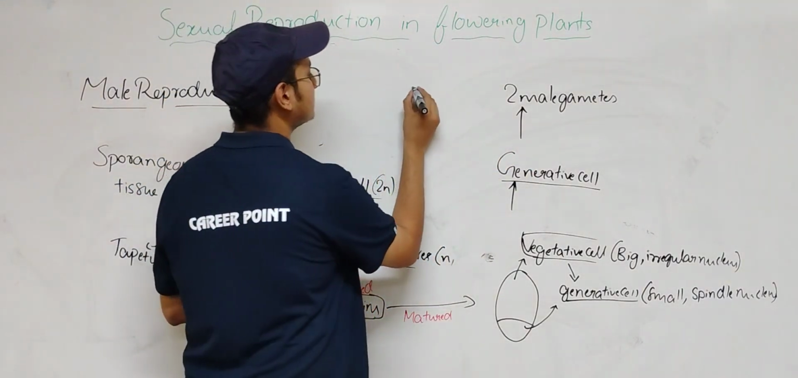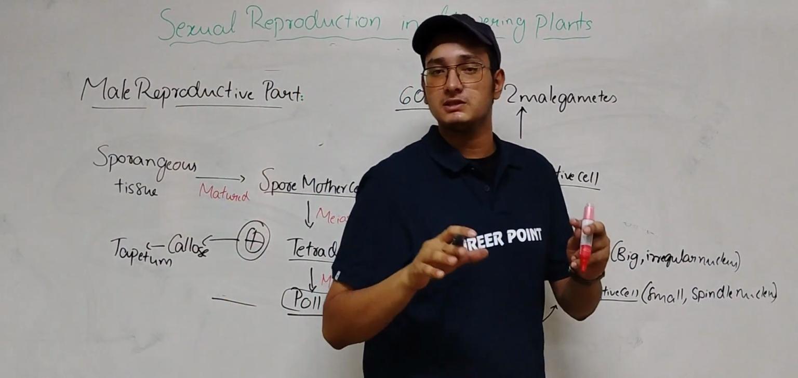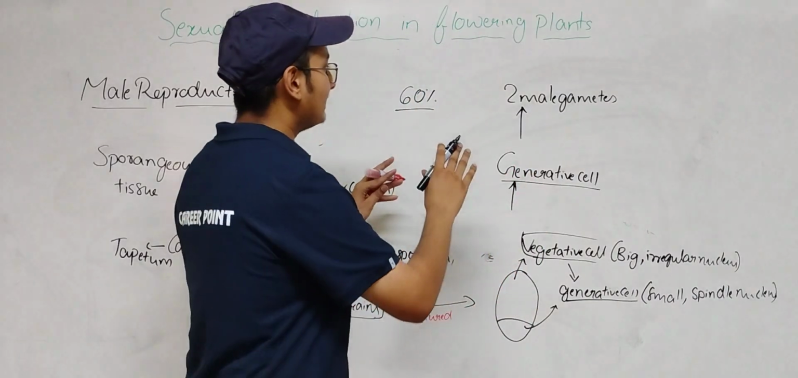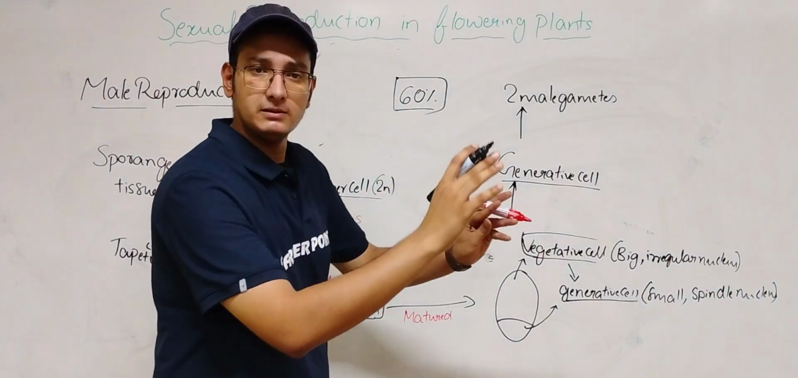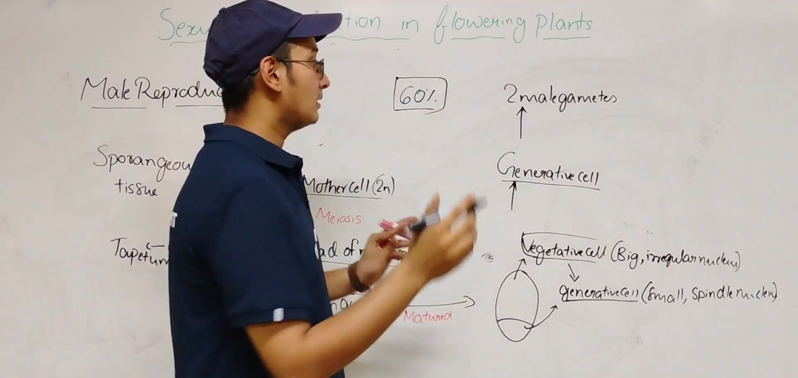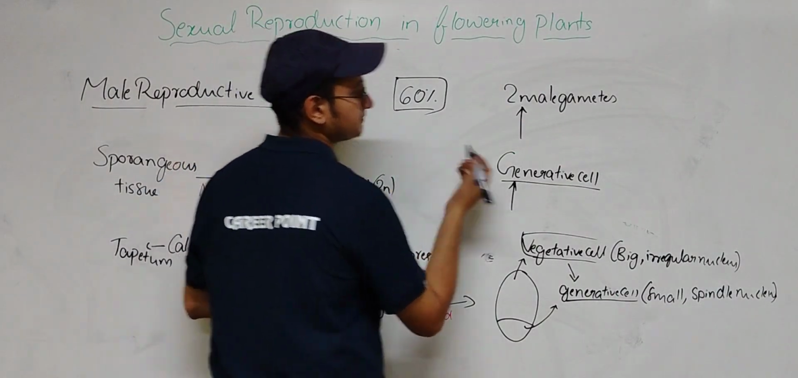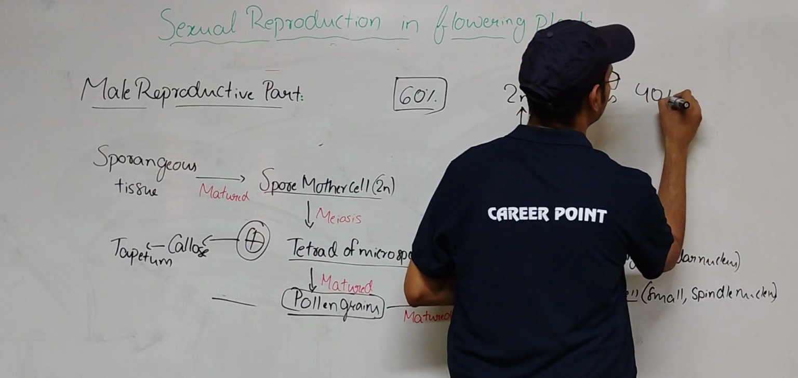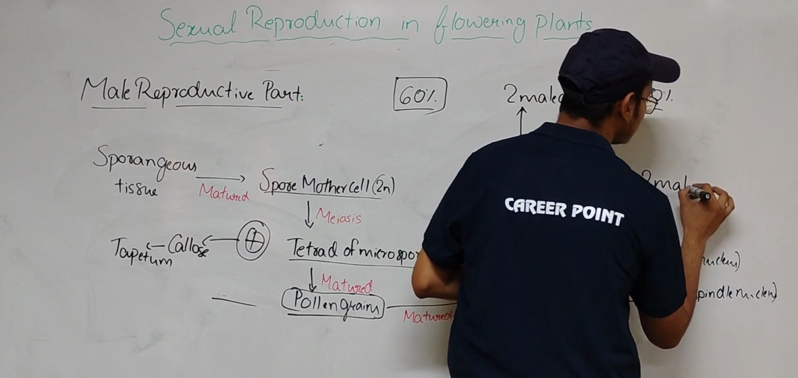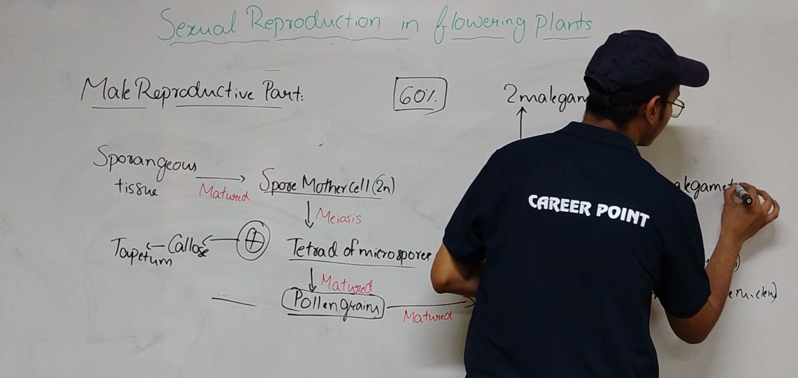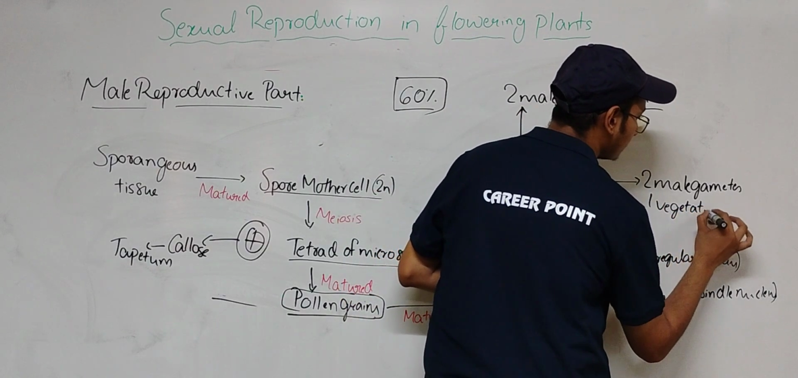In 60% of the cases, in 60% of the sexually reproductive plants, this happens before the pollen grain reaches the stigma. But what about the remaining 40% of the cells? In the remaining 40%, this generative cell becomes two male gametes and one vegetative cell.